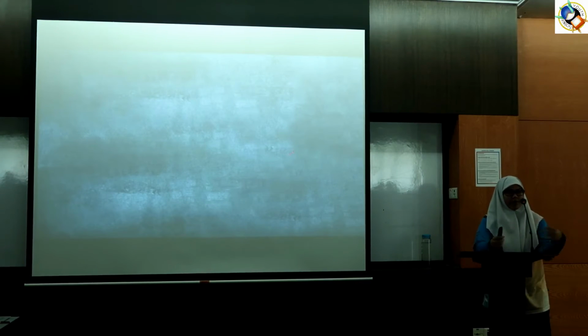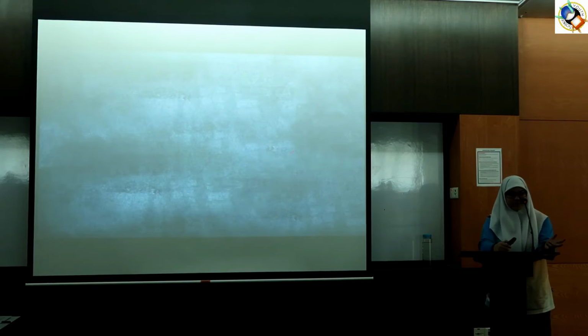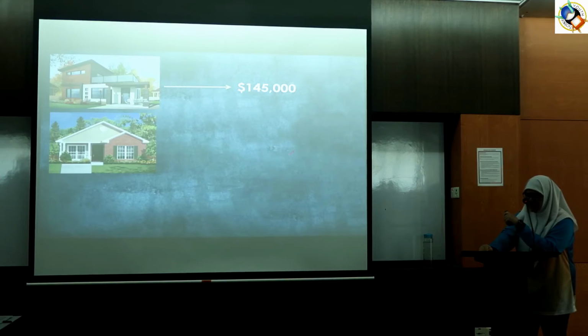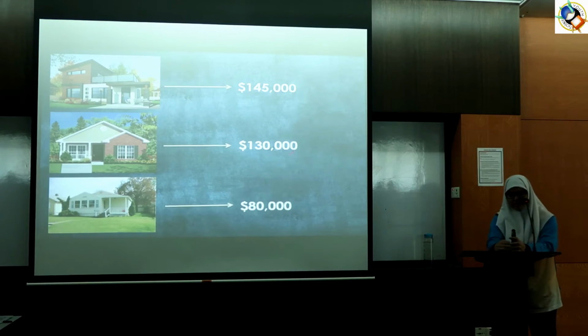Let's assume now I'm a real estate agent and you are my clients. You want to buy a 2-bedroom house, so I'll show you 3 options. Here is a nice 2-bedroom house that costs $145,000. Then the next one is a less nice 2-bedroom house that costs around $130,000. And the final one is a relatively cheap $80,000 2-bedroom house. Which one would you pick?